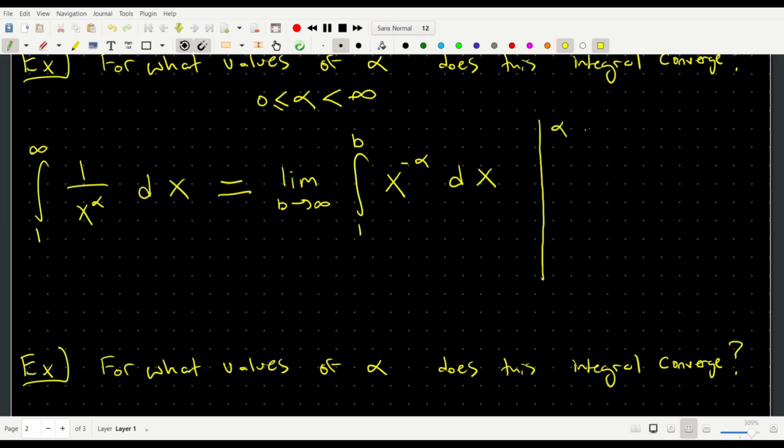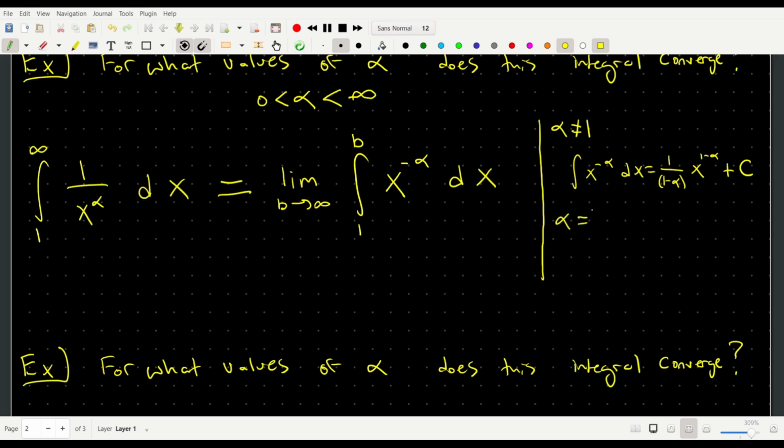So if alpha is not equal to 0 or not equal to 1, then we can just use the power rule here. So the antiderivative of x to the negative alpha dx is going to be 1 over negative alpha plus 1, so 1 minus alpha, times x to the 1 minus alpha plus c. This is if alpha is not equal to 1.